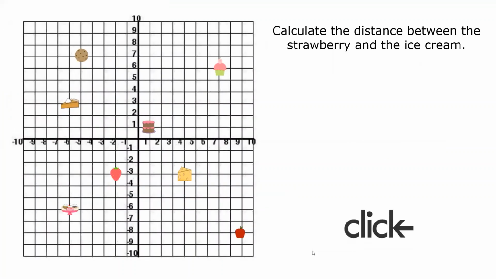Calculate the distance between the strawberry and the ice cream. We'll find the distance between the strawberry and the ice cream, and then you will draw the horizontal and the vertical lines. The vertical line segment is 1, 2, 3 units. The horizontal segment is 1, 2, 3, 4 units.